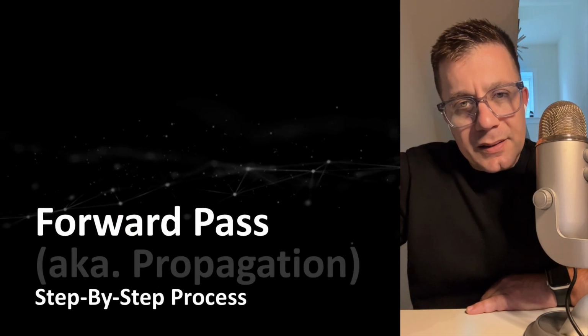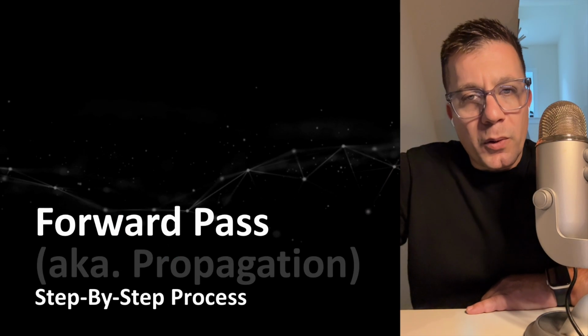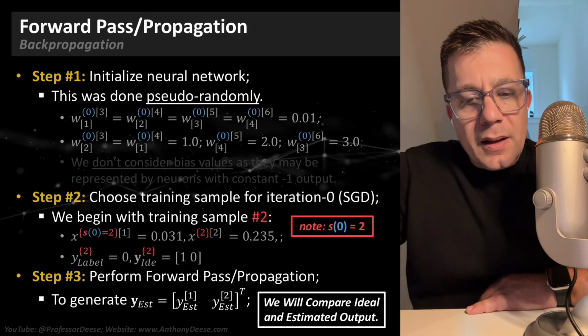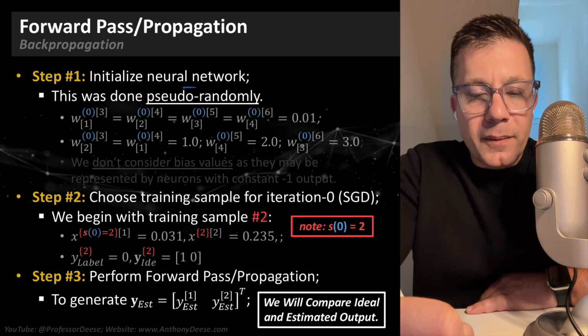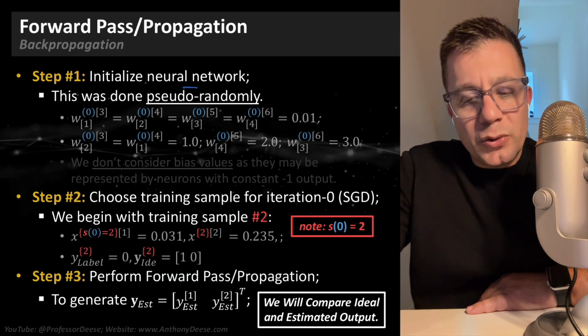So let's provide a step-by-step description of a forward pass. The first step is to initialize our model, or initialize our neural network. For this example, this was done pseudo-randomly.